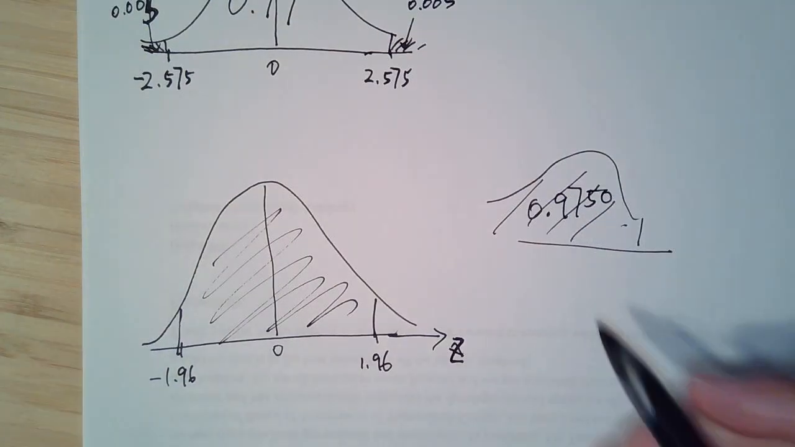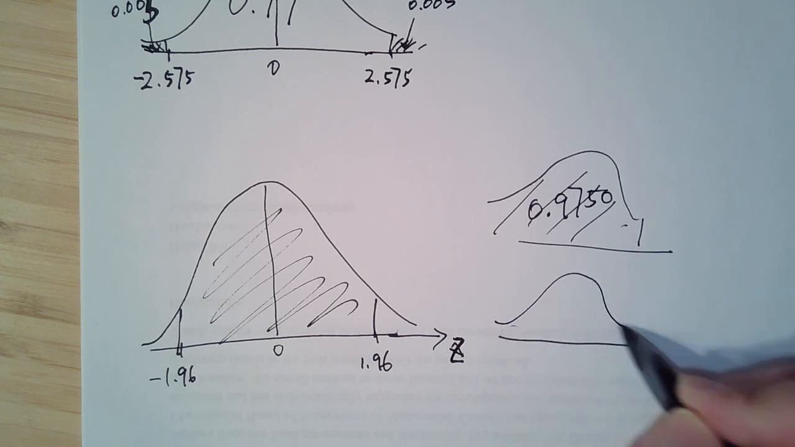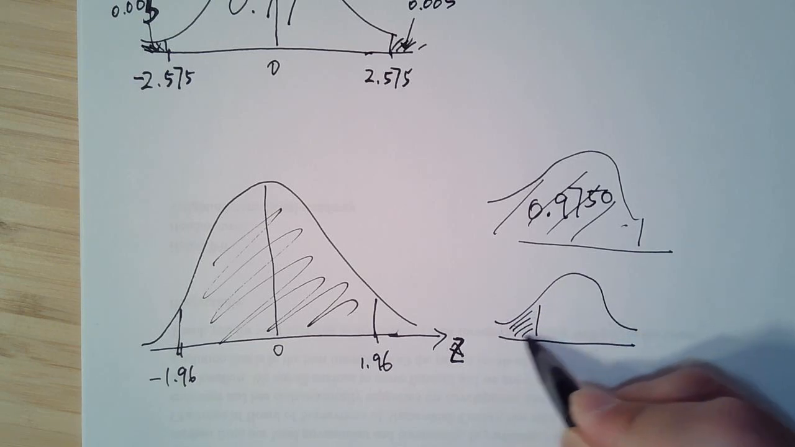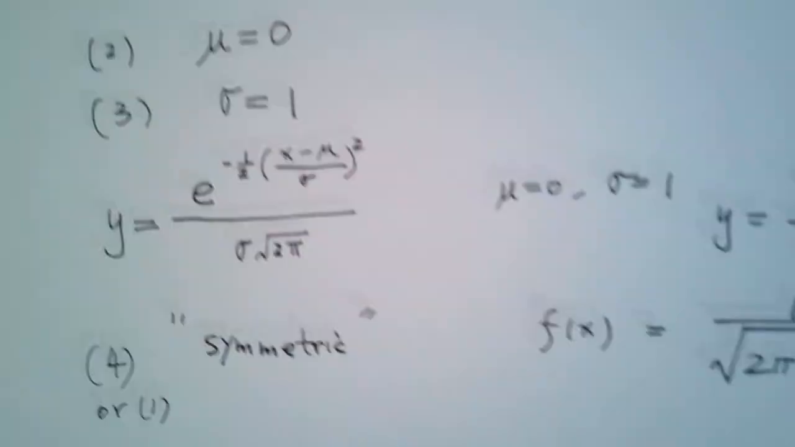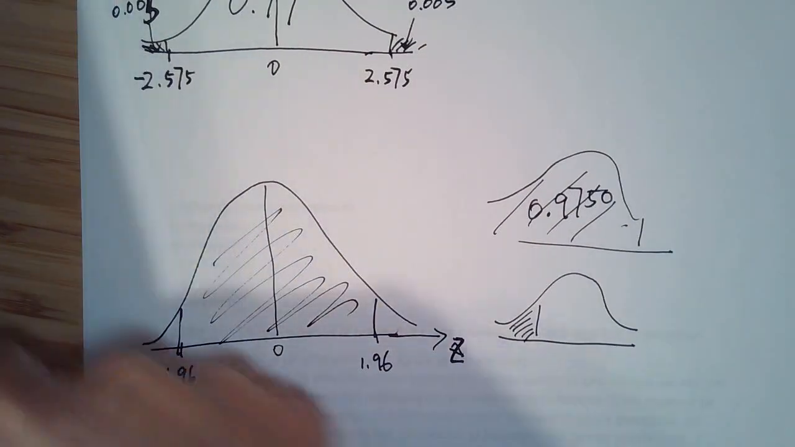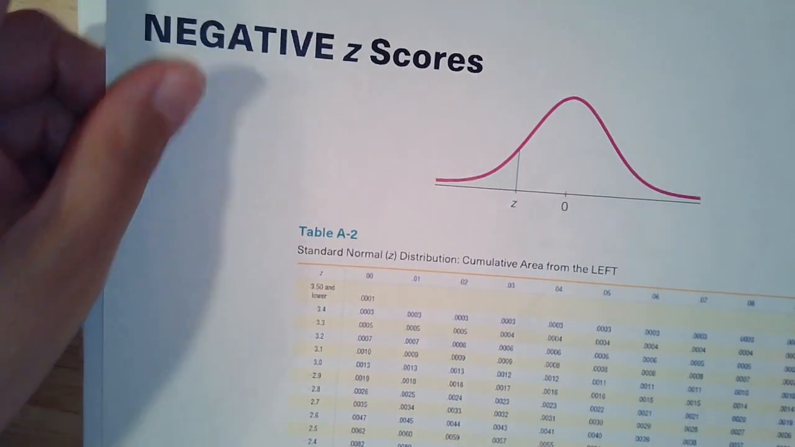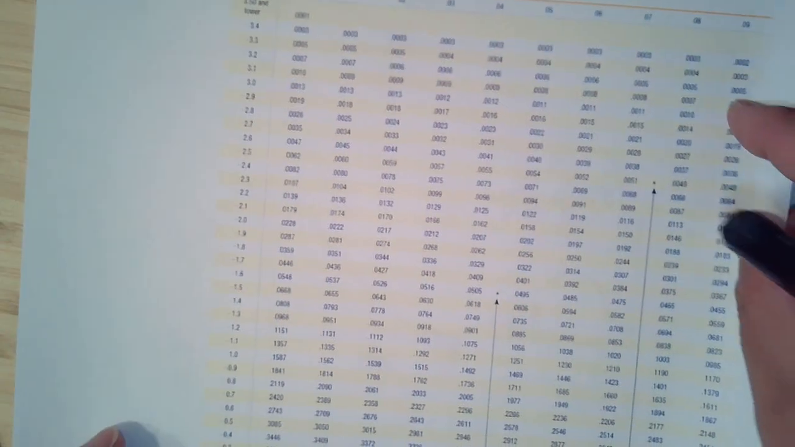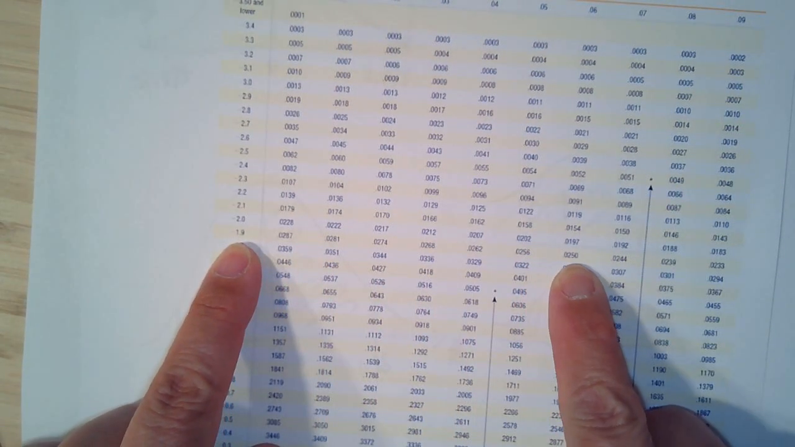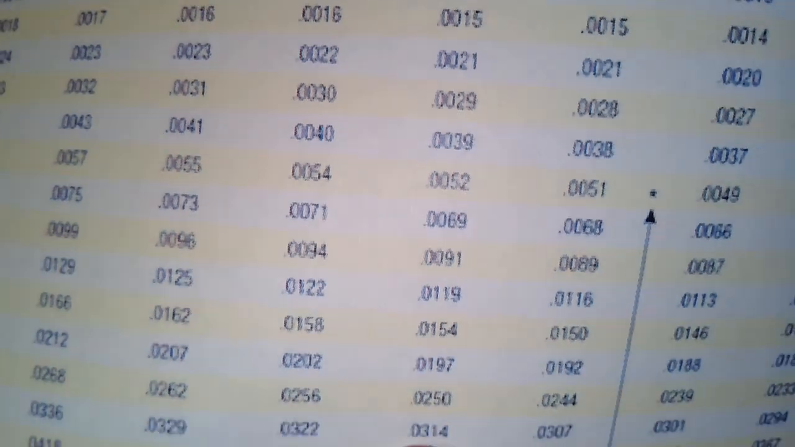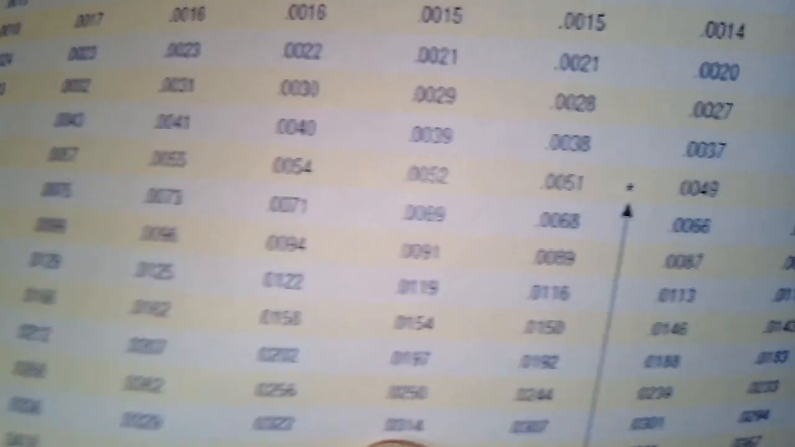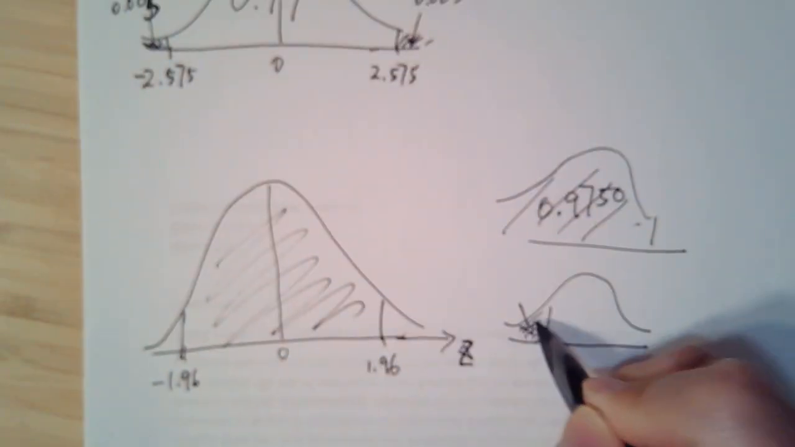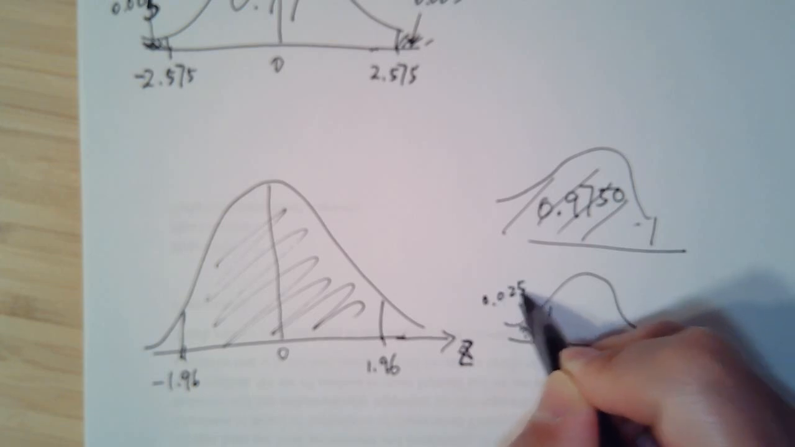All right, now what about this little tail? Okay, that's the negative z-score, and we also look at 1.96. Let me just keep my finger here so I can show you clearly. It is 0.0250. So here is 0.0250.